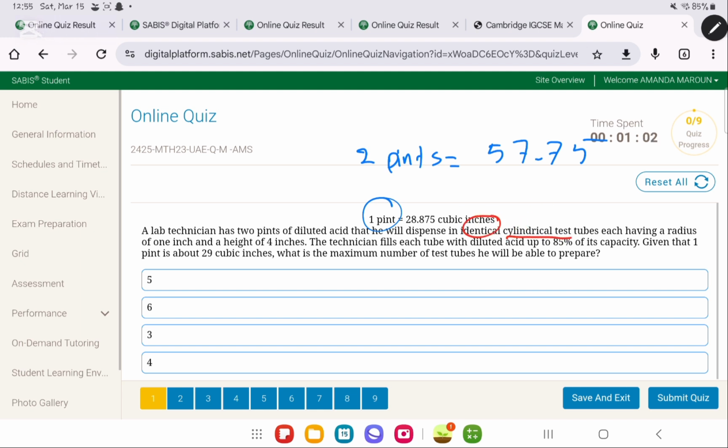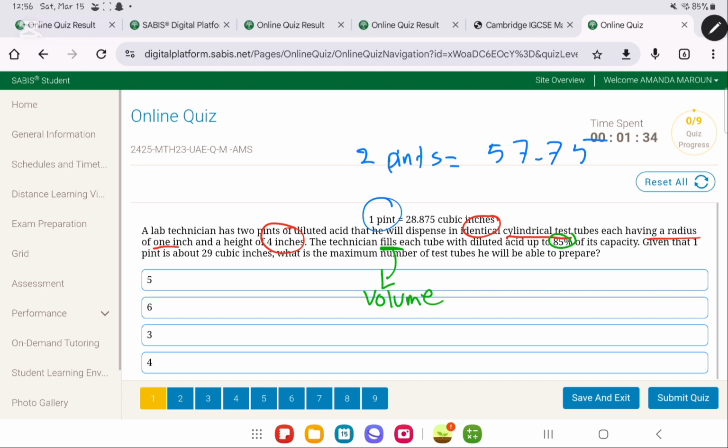He will dispense it in identical cylindrical test tubes. Keep in mind, identical, each having a radius of 1 inch and a height of 4 inches. The technician fills each test tube with diluted acid up to 85%. What is he filling? When we see the word fills, this means he is using the volume.